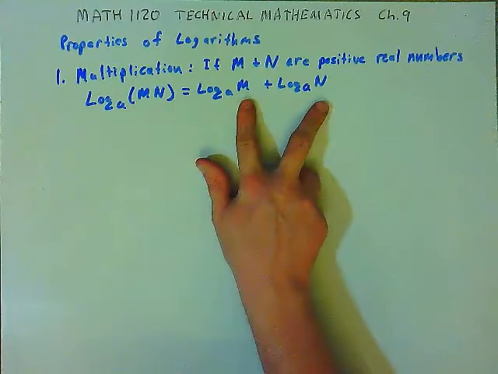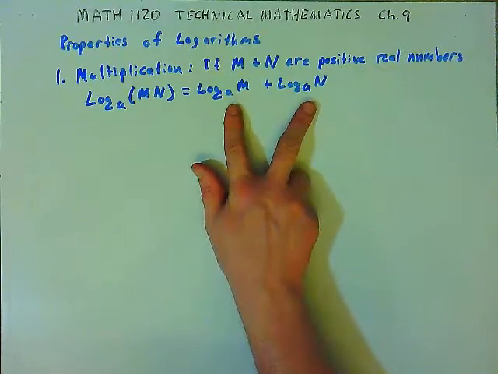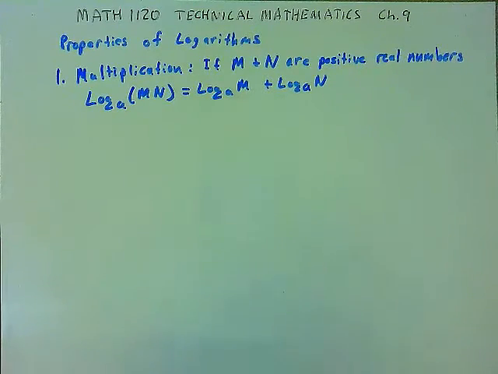M and n being the factors. So we can separate a logarithm of a product into the sum of two separate logarithms, right? So that's the first rule. And we want to prove this.